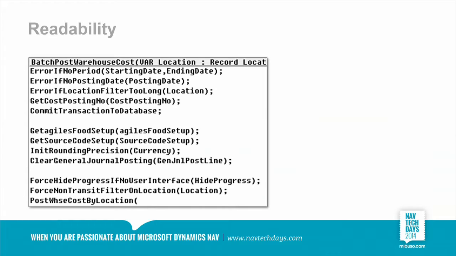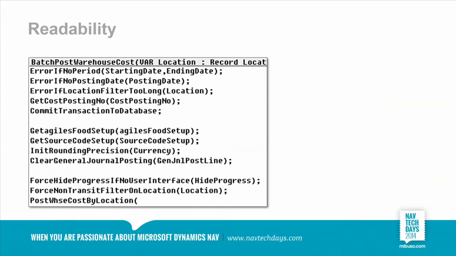Readability, just an example from another method in a vertical. This is about batch posting warehouse costs, something that most of you may have already written. So what this method does is defined by the method header. It says error if no period, error if no posting date, error if no location filter, or error if location filter too long, get cost posting number, commit transaction to database. And here's the first t-shirt. What is in the function commit transaction to database? What is the code in that? You don't get a t-shirt, but no, you do.